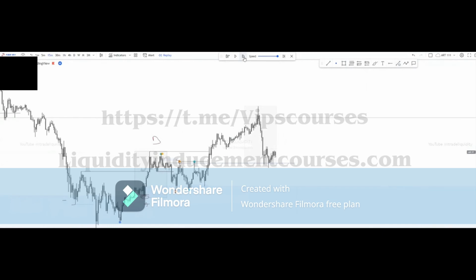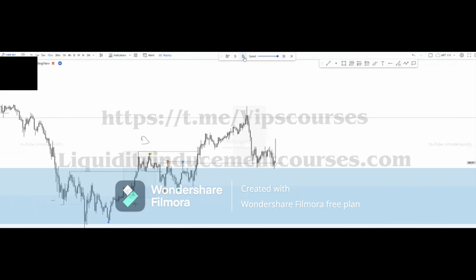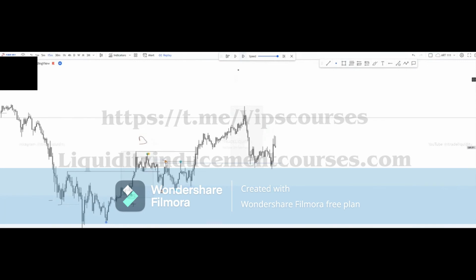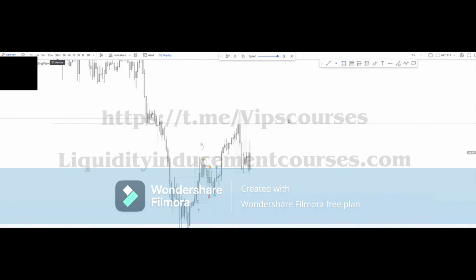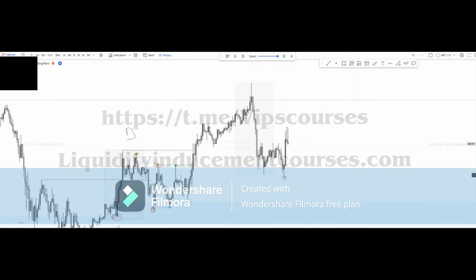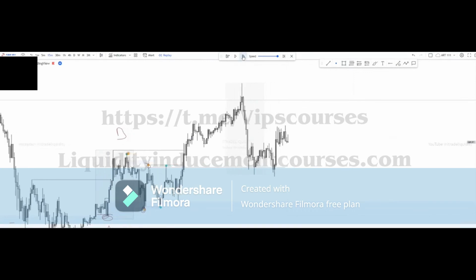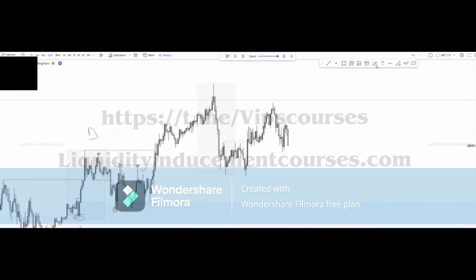All right, so what happens? Yep, did exactly what we expected. All right, so now London kill zone opens. The London open took out this low. We just broke structure. And then we're going to get a pullback now. There's a pullback.